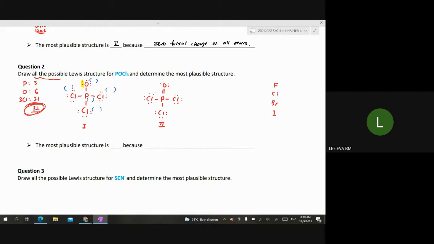Dekat oxygen ada 6 dot. So 6 tolak 6. Ada satu line tolak lagi satu. You can do your calculation, yeah, if you want to. So I put structure number 1 oxygen. This calculation you don't have to show because it's just a simple calculation. Cuma awak kena tahu macam mana nak kira lah.